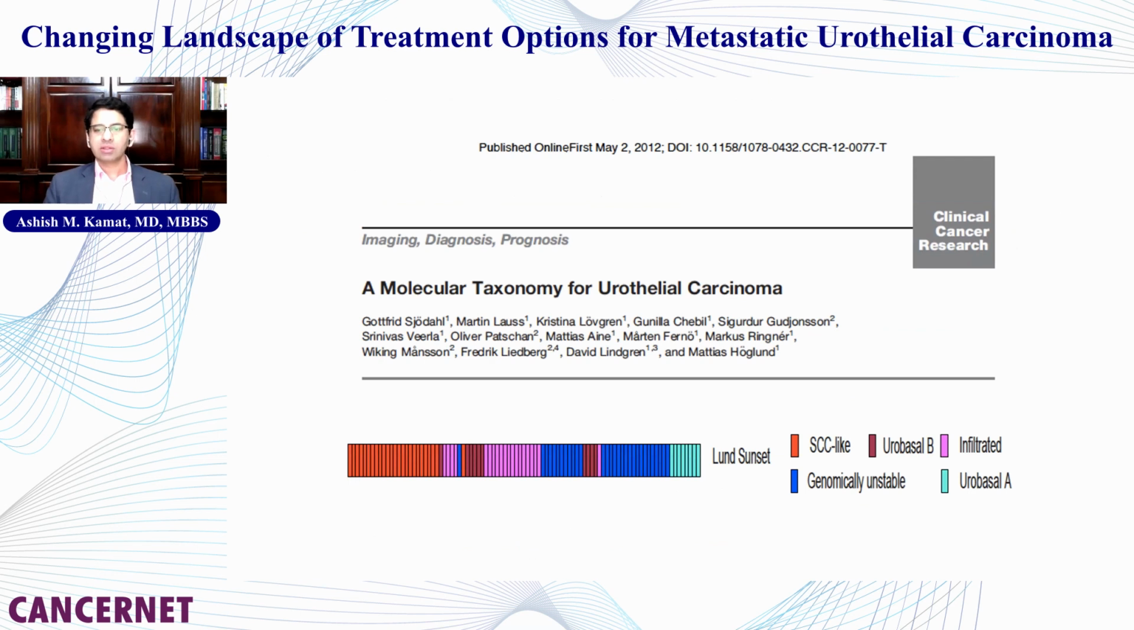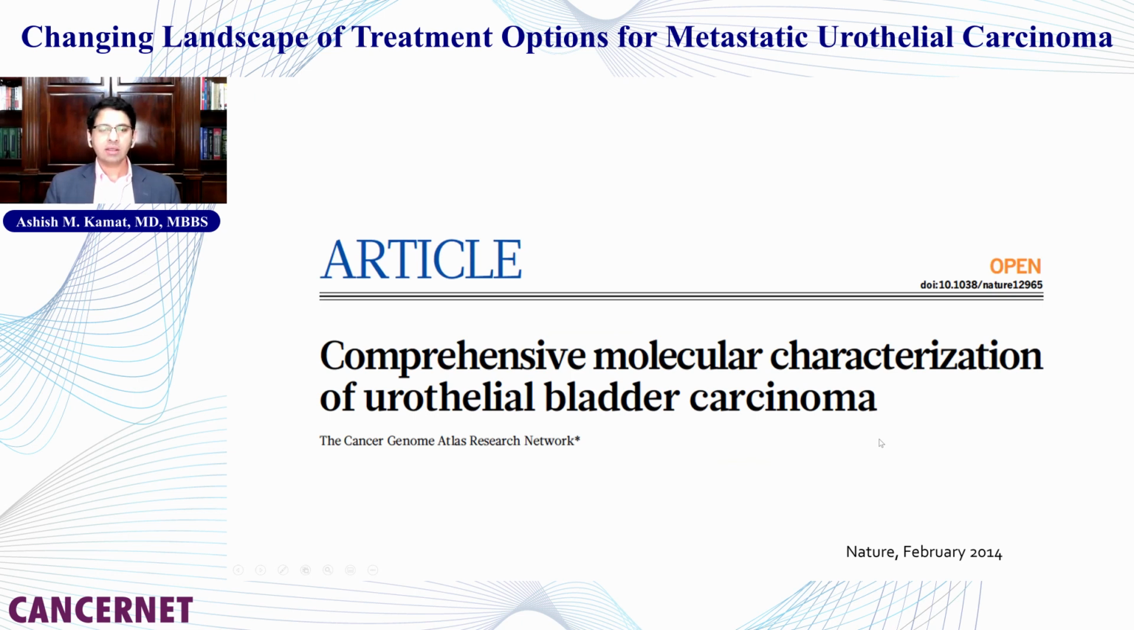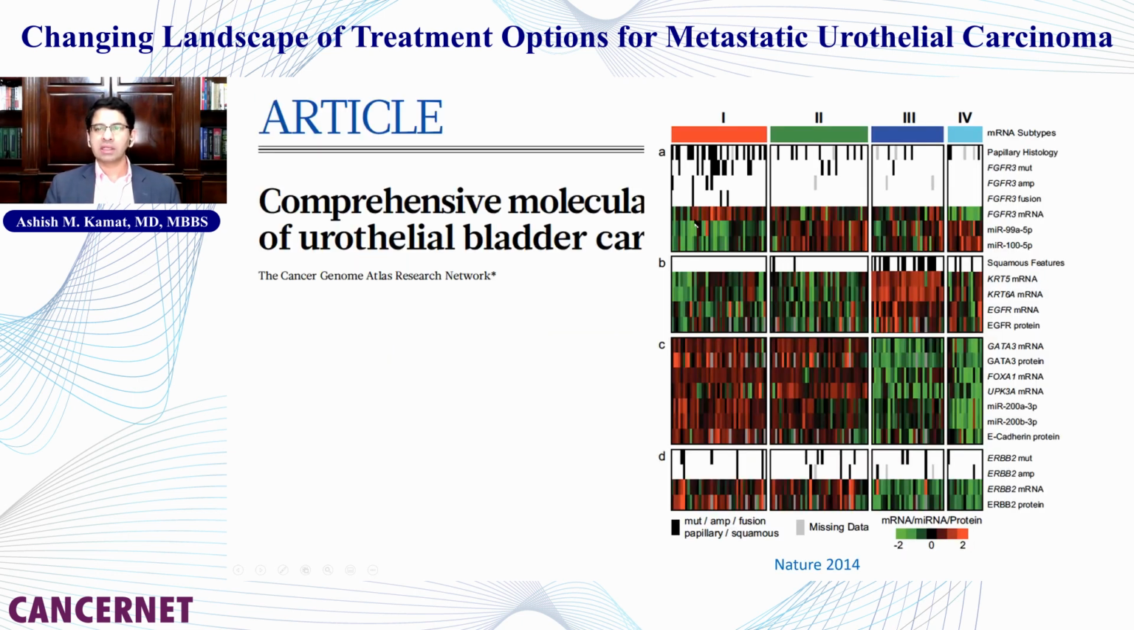So the first group that looked at this was essentially the Lund group, and they divided their bladder cancers based on gene expression profiling into several groups, essentially squamous cell-like, urobasal, and genomically unstable were the three main categories, and then they had an infiltrated category as well. The TCGA, in their comprehensive workup, then identified four main subtypes of bladder cancer, and these were divided based upon the various mRNA subtypes, as you can see here on the right-hand side.